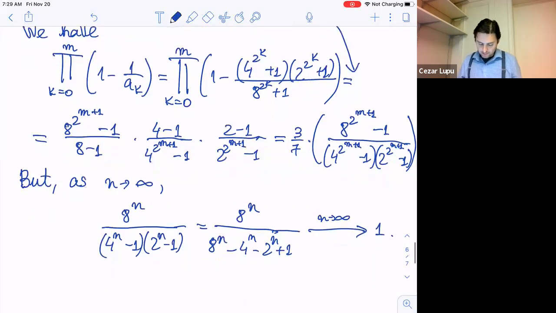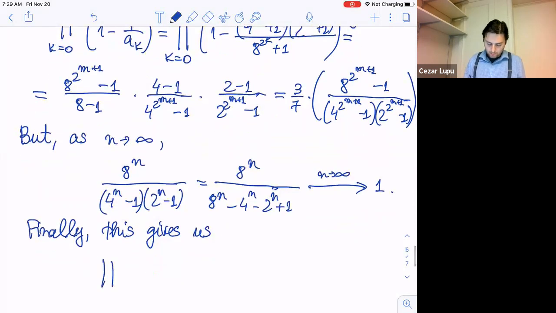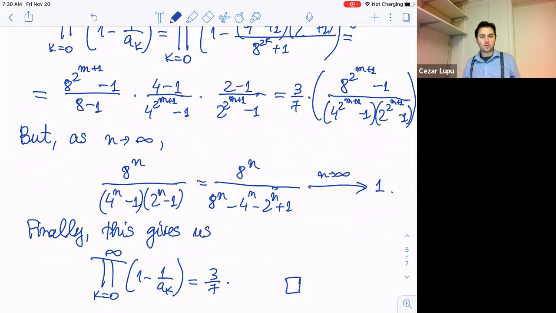So finally, this gives us that the sum from k equals 0 to infinity, let's write it in this way, the sum of the series is nothing else than just 3/7. And that's it. We're done.